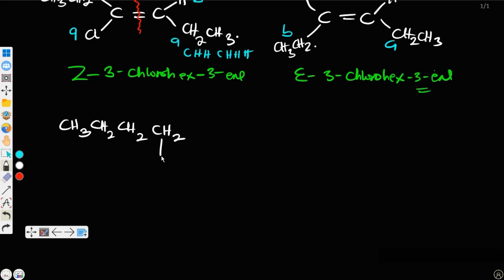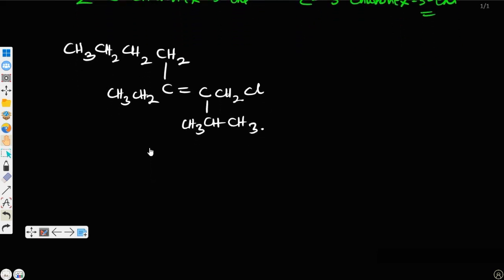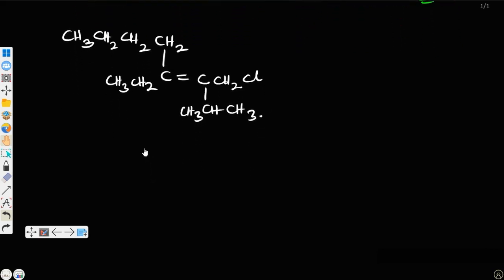So we have CH2, we have C, double bond. What do we have here? CH3, CH2, then we have C, CH2, Cl, then we have CH, CH3, and then CH3. Now we are asked to name this using the E and Z nomenclature. How do we go about this?